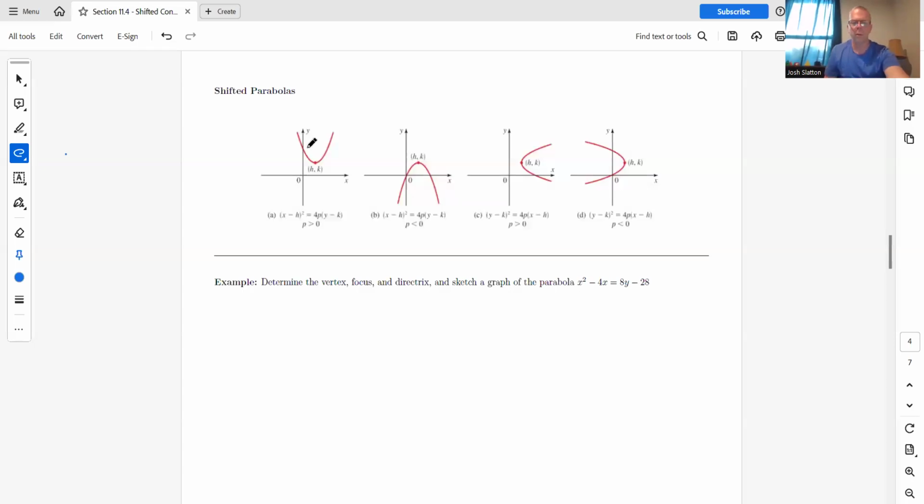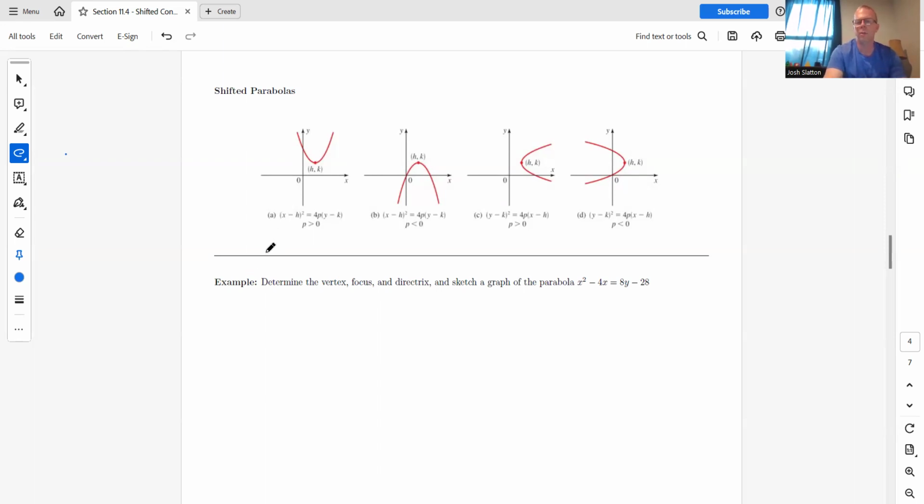All right, so this one we're going to talk about parabolas. Not much to say as far as the introduction here. We have the same idea with the minus h to shift in the x direction, and then the minus k to shift in the y direction, same as what we had before.